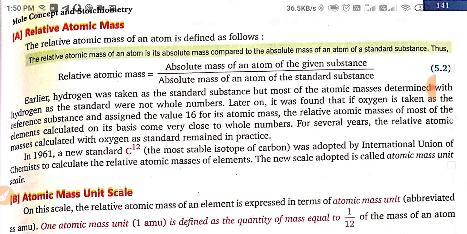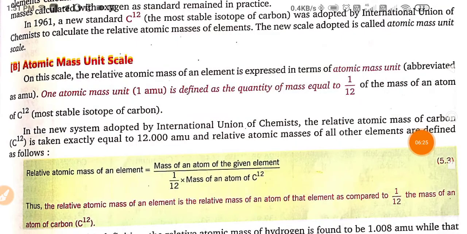In 1961, a new standard, C12, the most stable isotope of carbon, was adopted by the International Union of Chemists to calculate the relative atomic mass of elements. The new scale adopted is called the atomic mass unit. So, what will be the atomic mass unit scale?